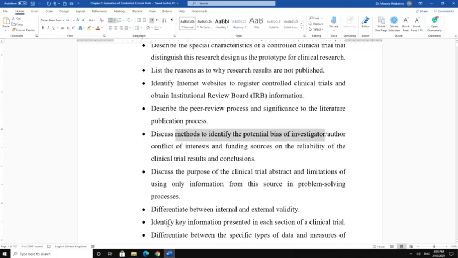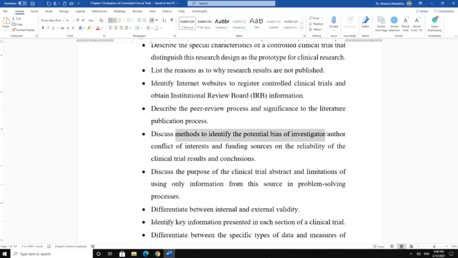Let's say that there is a published literature of a controlled clinical trial. Is there a conflict of interest with the authors or with the investigators? Is there a conflict of interest? Okay. Are there funding sources that can influence the clinical trial results and its conclusion? We need also to look at that.